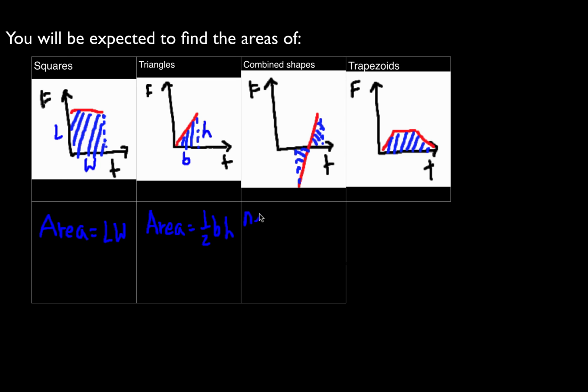Watch for negative areas. These occur when the graphs go below the x-axis. Negative areas should be subtracted.